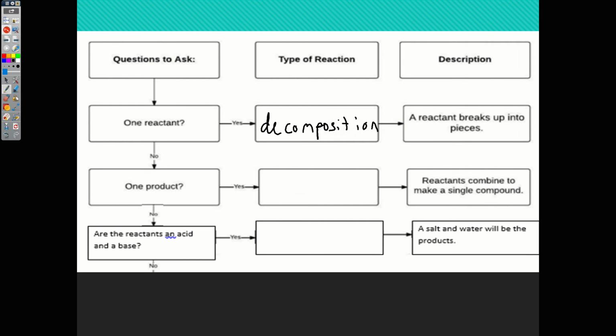All right, so you start there. If it has one reactant, you go over to yes, then it's decomposition. If the answer is no, then you go down. Does it only have one product? If it only has one product, remember that's your reactants combining to make a single compound. That is your synthesis. If you answer yes, it only has one product, synthesis.